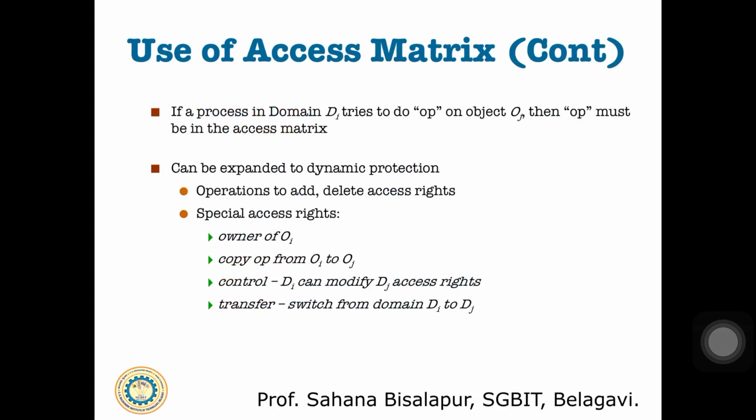To continue with the access matrix, we have to remember that if a process in domain Di tries to do any operation on object Oj, then that operation must be in the access matrix. For example, if D1 is trying to read object Oj, then the read operation has to be written in the access matrix. Only then can you have access to that particular object.